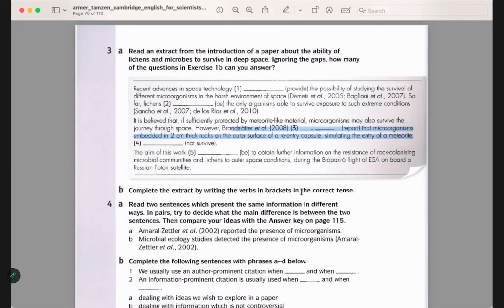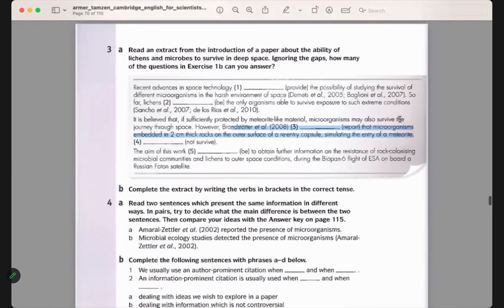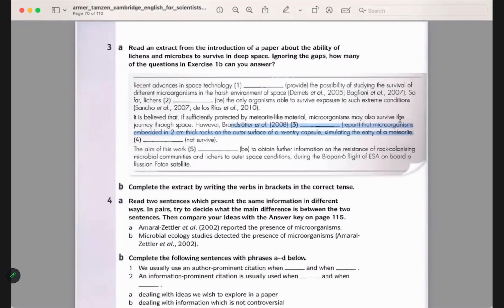And the question 3, what did I expect to know after doing the research? Maybe it's believed that if sufficiently protected by meteorite-like material, microorganisms may also survive the journey through space. Further information about resistance. Because "may also survive", so it's like hypothetical. Yes, hypothetical.